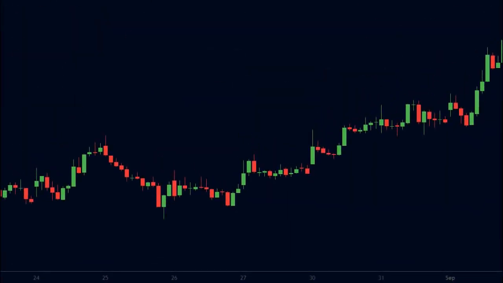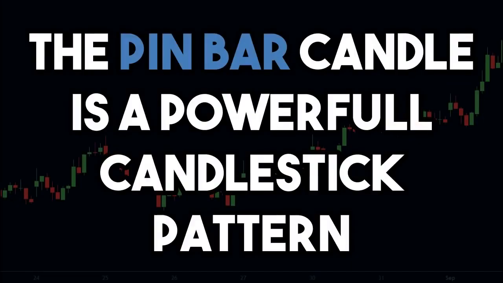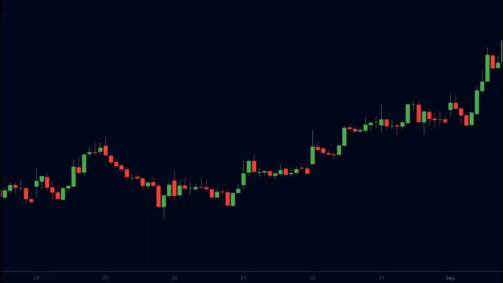So here I have given you 2 strategies that you can implement from today and reap rewards. The pin bar candle is a powerful candlestick pattern. You can use it with confluence of other indicators to create your own strategies.